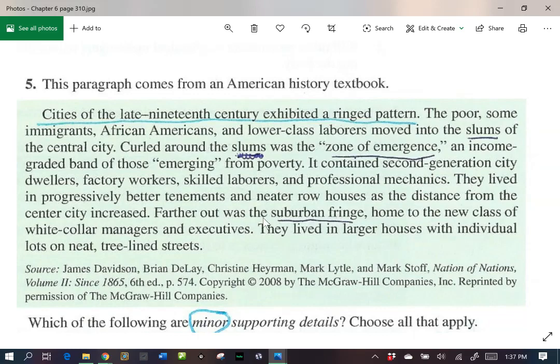Then this sentence further out with a suburban fringe, this is our third ring. So this is a major detail, but the last sentence describes it. So that would be a minor detail.